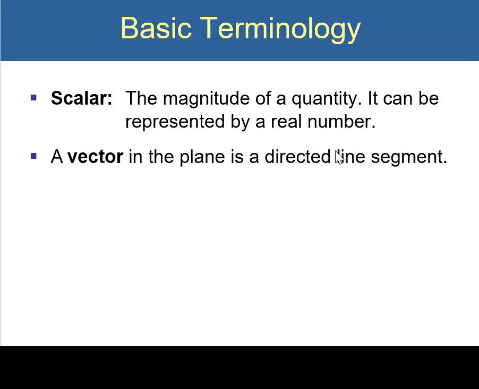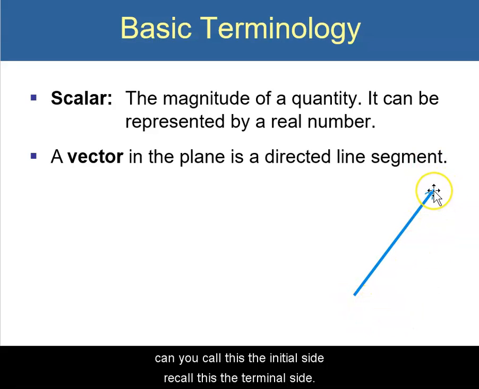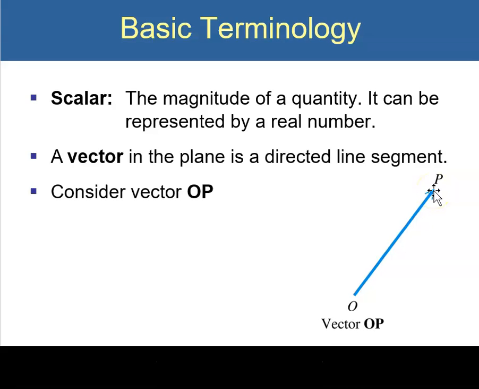A vector in the plane is a directed line segment. So what that means is it's basically an arrow, okay? And the length of the arrow represents certain things. So the length of the arrow is important. We'll get to that in just a second. So this would be a vector. It has a tail and it has a tip. We call this the initial side. We call this the terminal side, okay?